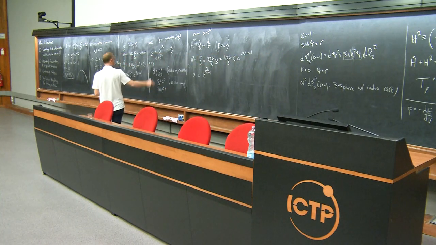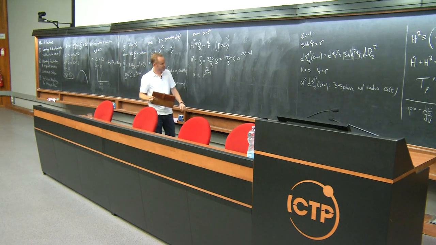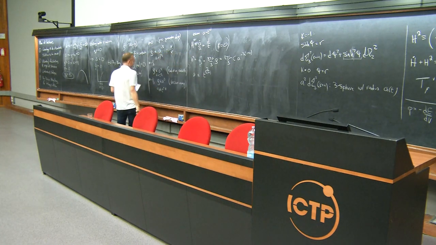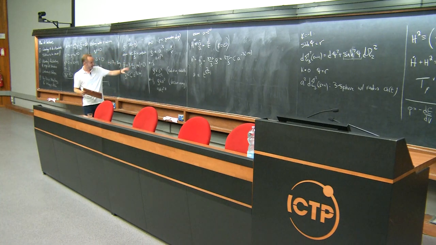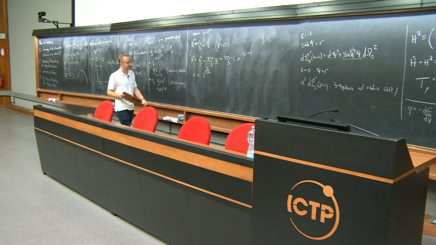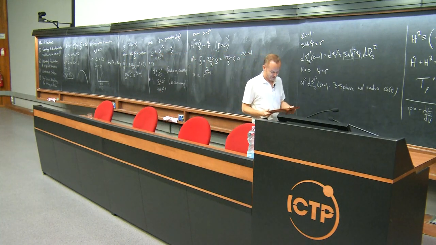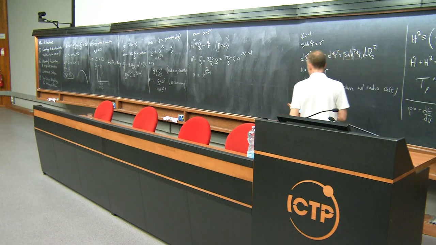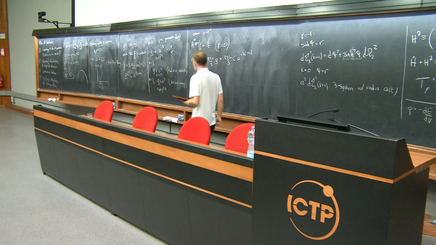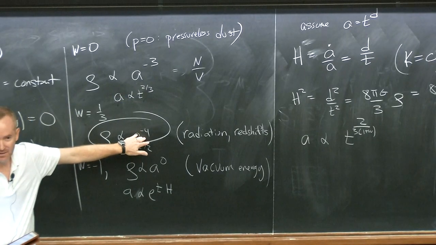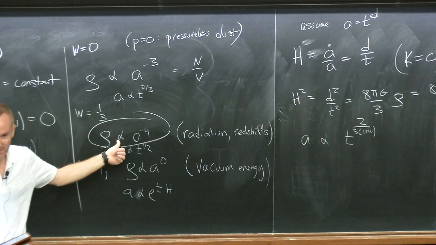Anyway, our universe contains a bunch of things, not just one type of stuff. So the actual dependence of a on t is more complicated than this, but it's easy to work out. If the right-hand side of this equation contains a sum of terms like this, it's not difficult to solve. What you find is that as the universe expands, it goes through various phases. If these are the three components, this one has the most negative power of a. So the smaller the universe is, the more important this term is.